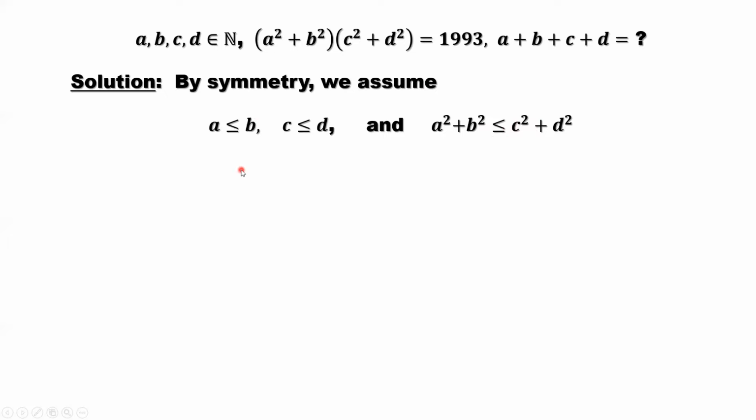Why are we doing this? It will save our time for computation. Here, we only need to consider one situation. We don't have to consider all possible situations because of the symmetry.